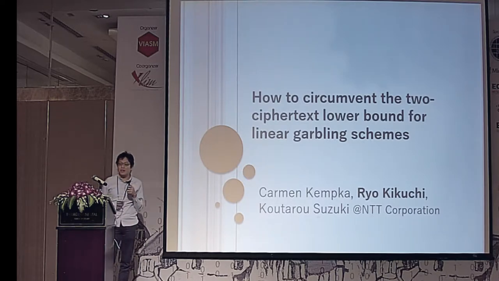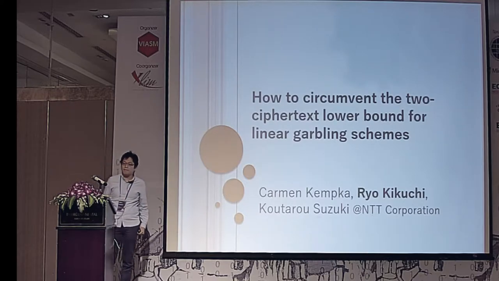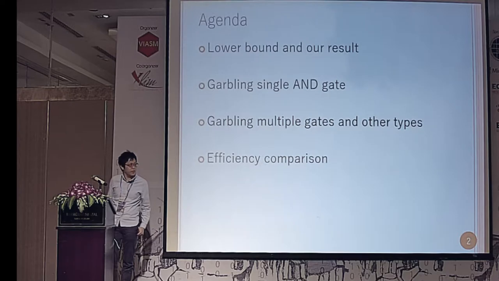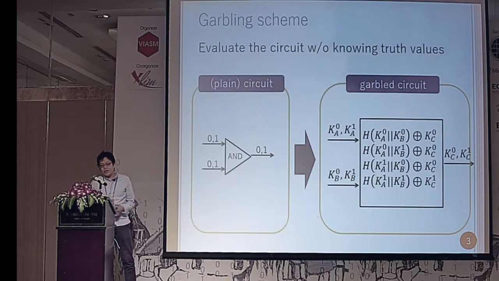Today I will talk about the paper entitled "How to Circumvent the Ciphertext Lower Bound for Linear Garbling Schemes." This is joint work with Carmen Kempka and Kotaro Suzuki, all of NTT Corporation. Here's the agenda of this talk. First, I introduce a lower bound and briefly explain our result. Then, let's get started by introducing the garbling scheme.